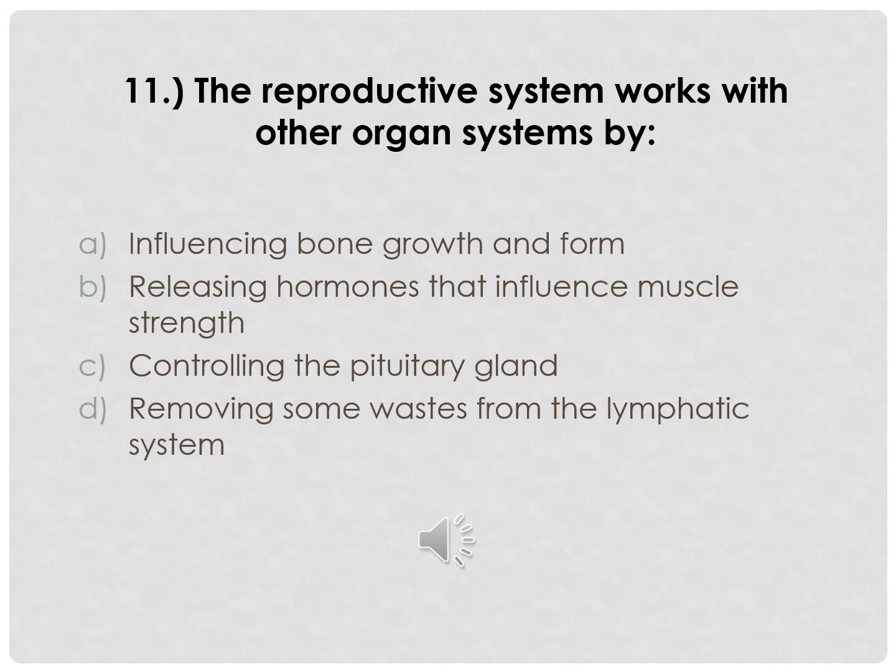For this question, I believe the best answer is A, influencing bone growth and form. Think about the skeletal differences between males and females, and it's their hormones that control these differences, such as females have a much wider pelvis. Letter B could possibly have been the answer, except it says releasing hormones that influence muscle strength. The hormone testosterone affects muscle size and growth. However, I believe letter A is a better answer.